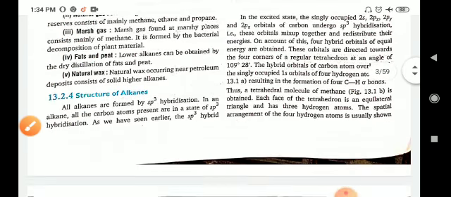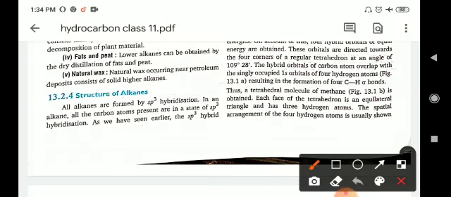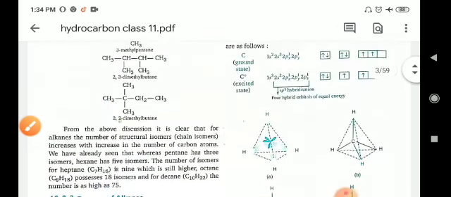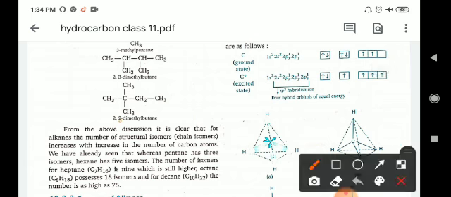Now come to the structure of alkanes. In the structure of alkanes the carbon atom has sp3 hybridization, because carbon has 4 valencies and all 4 valencies are satisfied by single bonds. In single bonds, sigma bonds are present, and there are 4 sigma bonds, so the hybridization will be sp3. You can see here how the hybridization can be calculated.